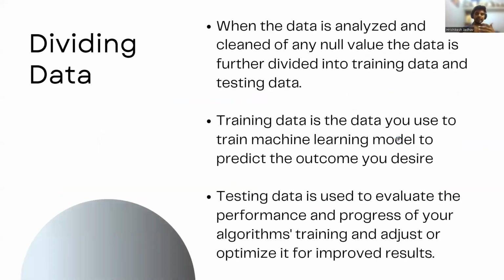Now, the next step is dividing the data. When the EDA is finished, the data is analyzed and cleaned of any null values. The data is divided into two parts: training data and testing data. Training data is the data which we use to create our machine learning model to predict the outcome. Testing data is used to evaluate the performance or accuracy of the model, so that when the model is deployed in the real world, it can be as accurate as it was when using training data.